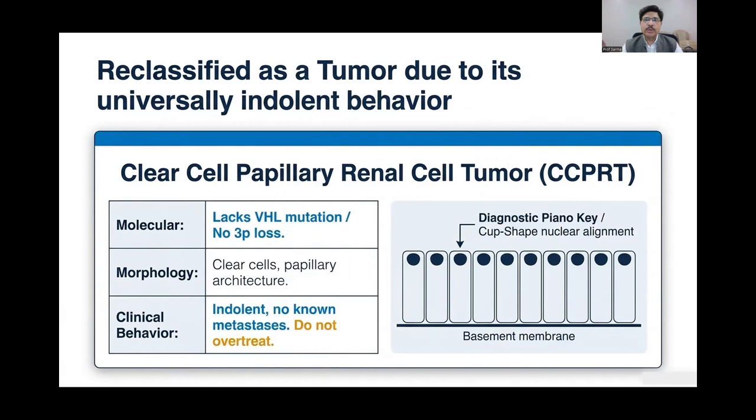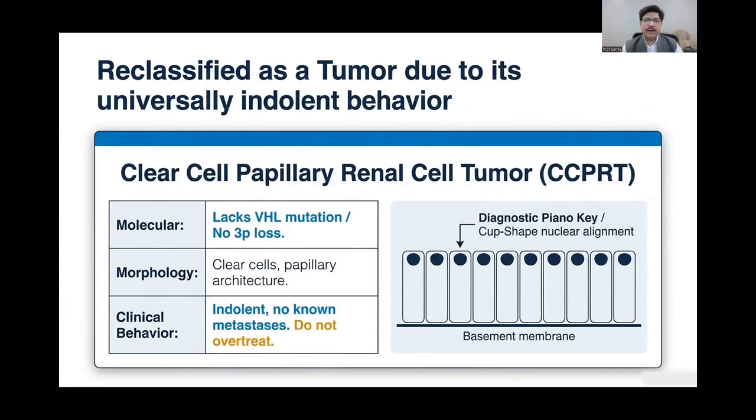Now it is called tumor. CCPRT. CC is clear cell, P is papillary, RC is renal cell, and T is tumor. Why is it called tumor? It doesn't have malignant potential. It is something like a benign tumor only now. Now, it lacks the VHL mutation. The chromosome 3p is normal. There is no 3p loss.